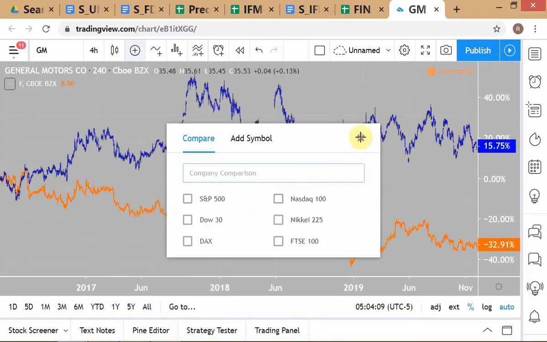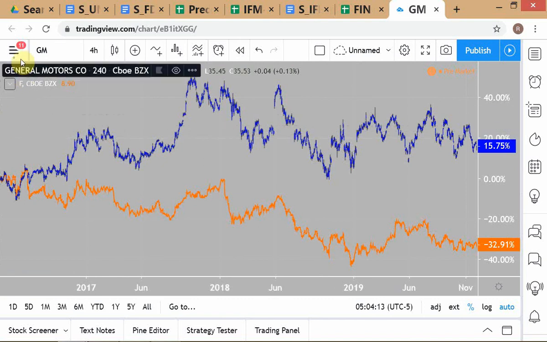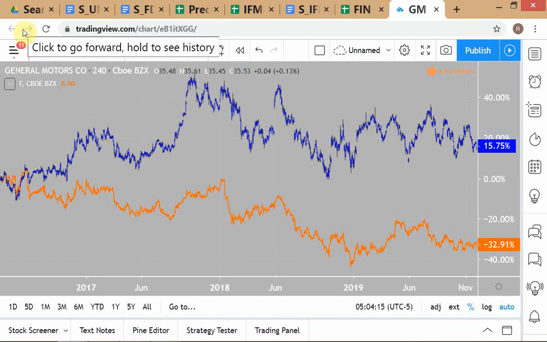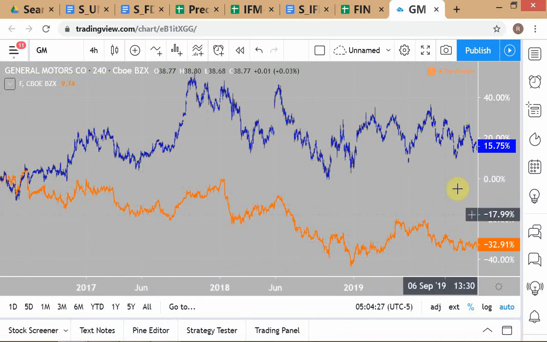Now you understood what I'm trying to do? It's like comparing Maruti and who else, a car company that we have in India? Hyundai, if we have the stock of Hyundai listed in India. Then we compare Maruti versus Hyundai. So similarly, we are comparing Ford versus General Motors. So this is General Motors.